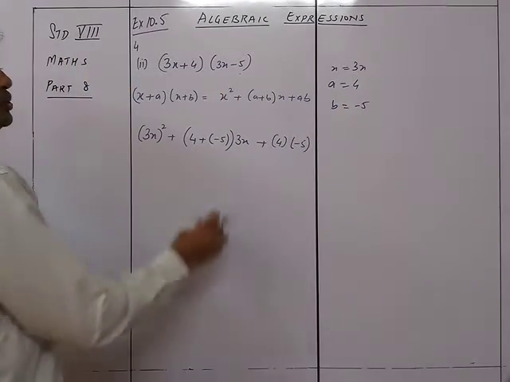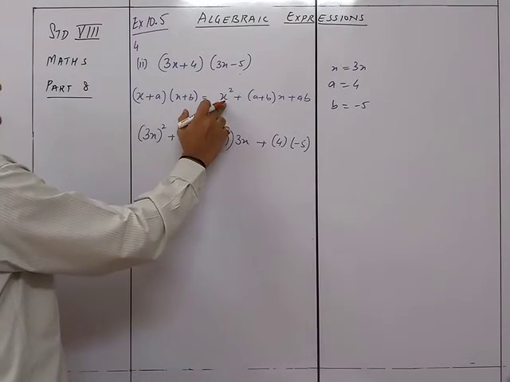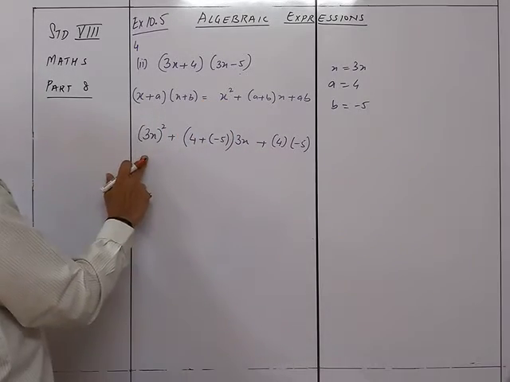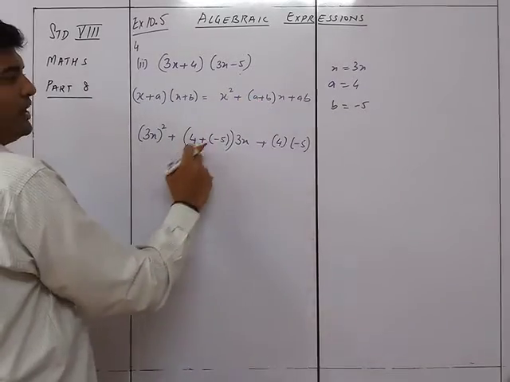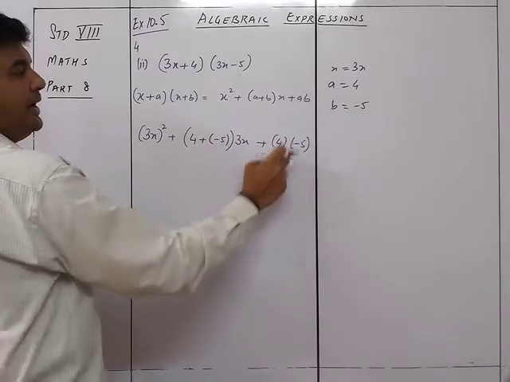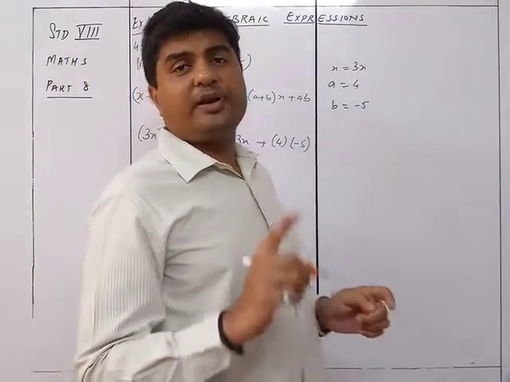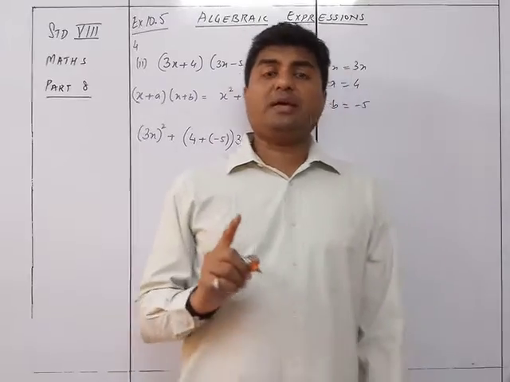Okay, so when I am using these values, I will need to substitute this way: wherever x is in the formula, write 3x, wherever a was, write 4, wherever b was, write minus 5, and x becomes 3x, and so on. Understood? So you need to substitute in a proper manner so that you are not making a mistake.